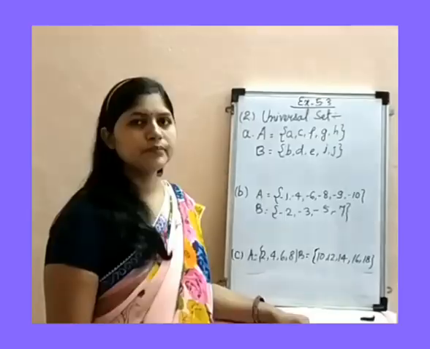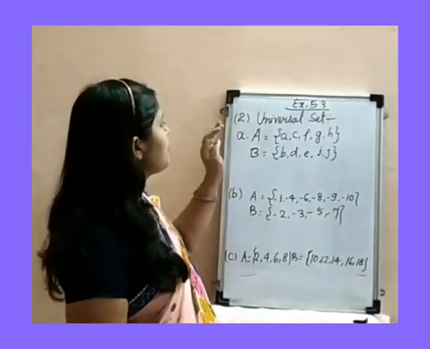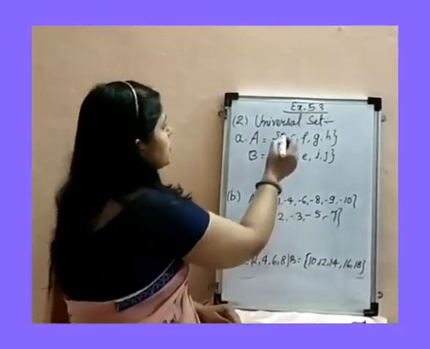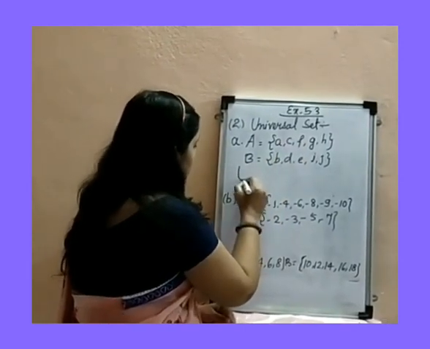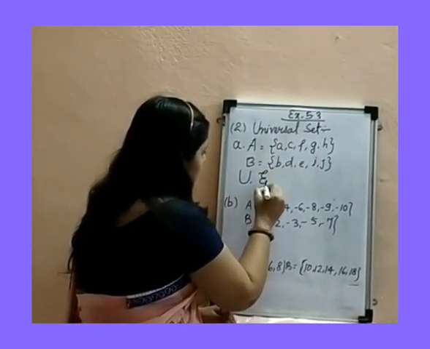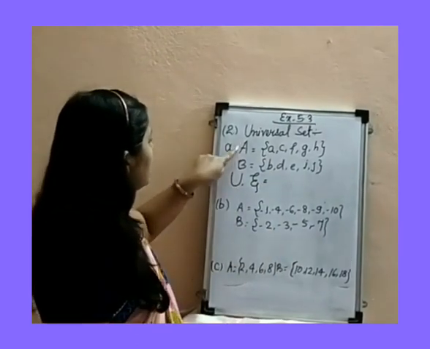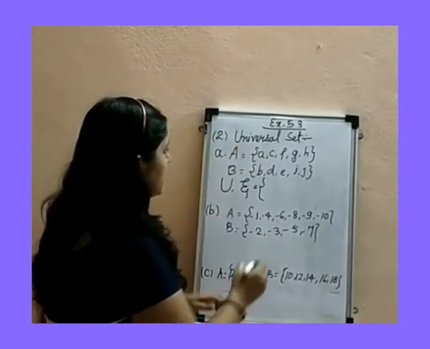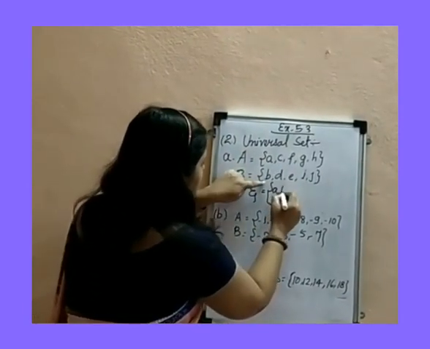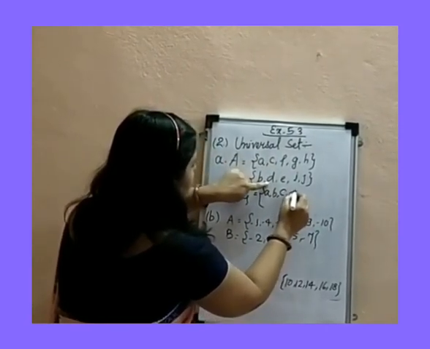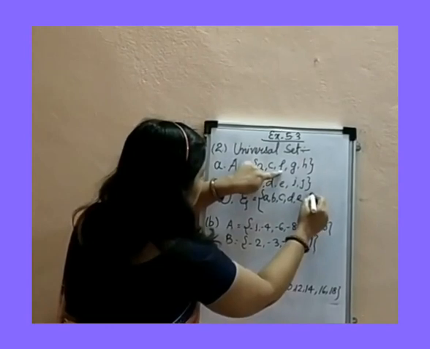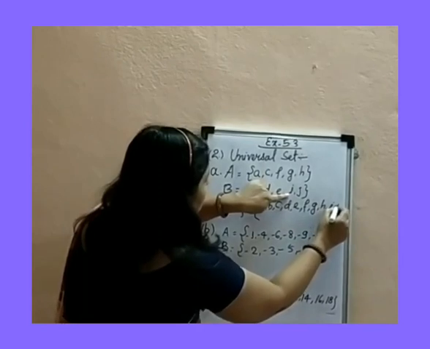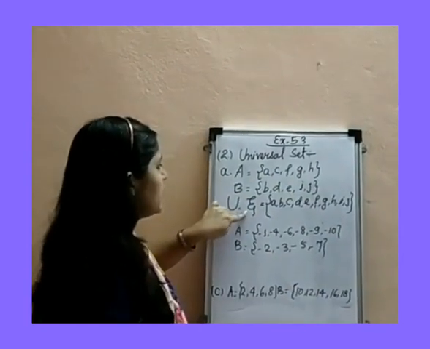Now we will do question number 2. Here is exercise 5.3, question number 2. We need to write the sets as a universal set. I told you the universal set is denoted by U or E. So the universal set of A and B will be, we need to write all the elements of A and B combined. So A, B, C, D, E, F, G, H, I, J. This is the universal set of A and B.